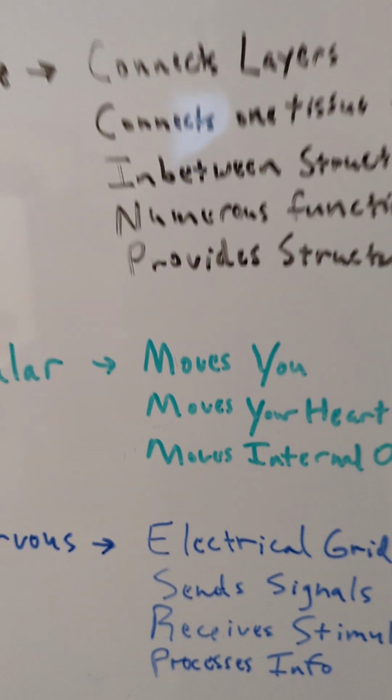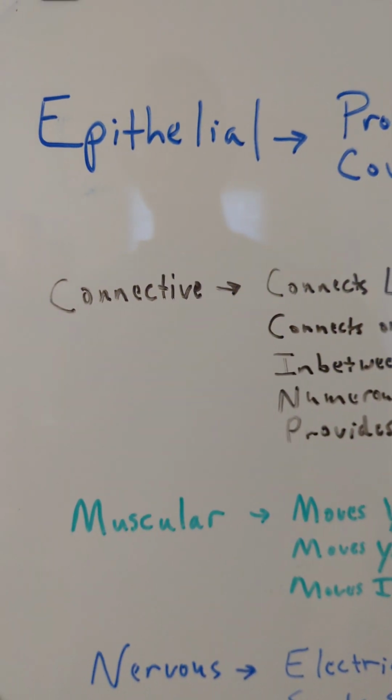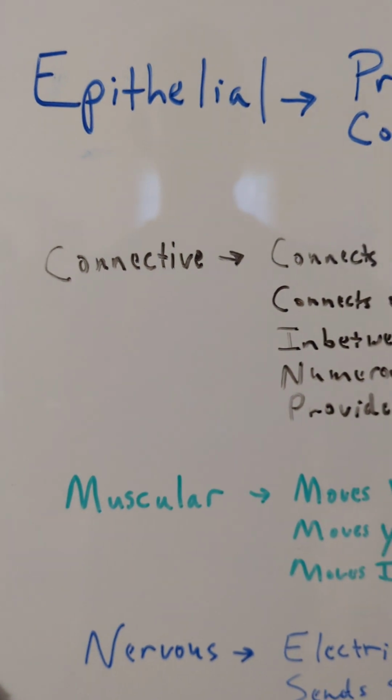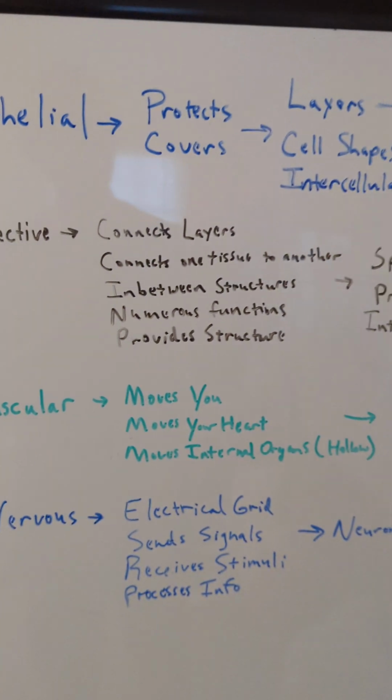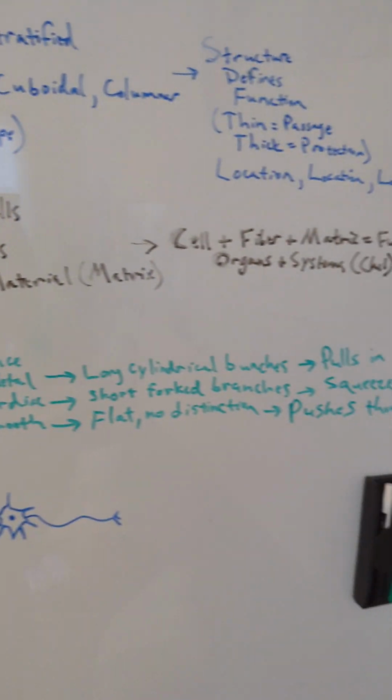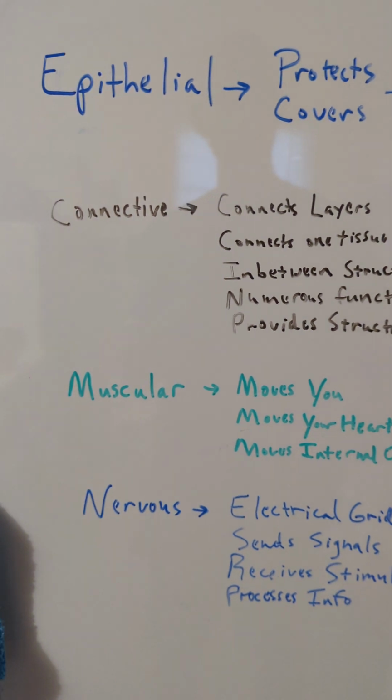So that's a really quick and dirty rundown of the four tissue types and how to compartmentalize this information, so that you can memorize it and remember it for exams and for how you're going to be able to complete material in your classes.